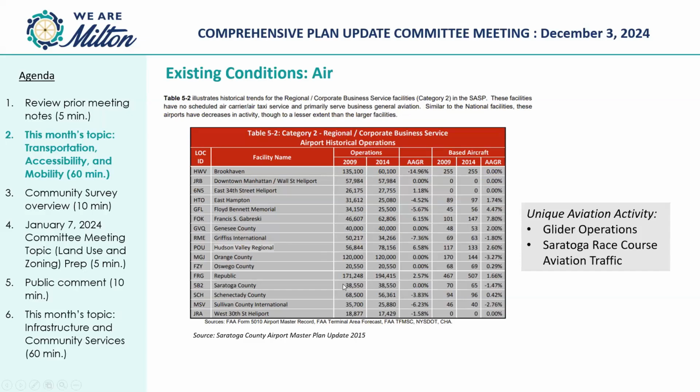And you can see where Saratoga County falls relative to some of these other airports in New York State. Not the most busy, but certainly well used. One of the interesting things is they do have this unique aviation activity. The operations here also reflect glider operations, and I guess there are two glider companies based at the airport. It actually accounts for three operations.